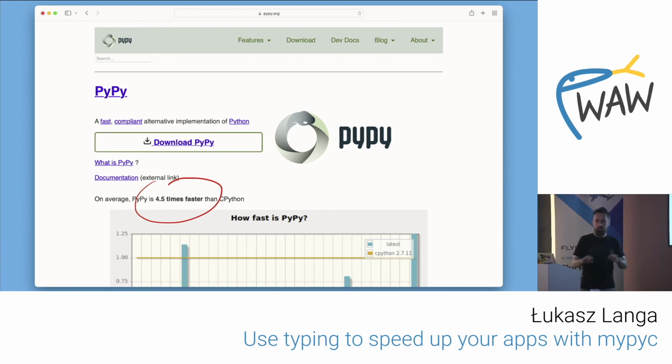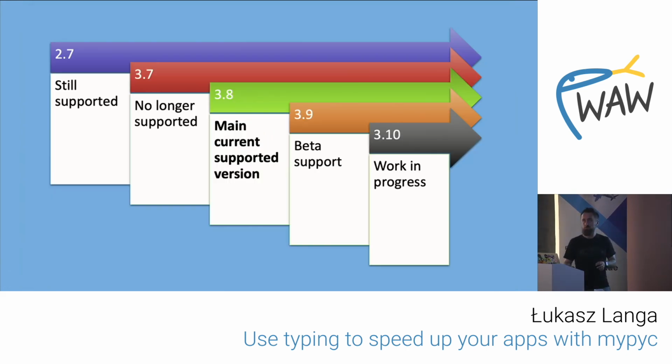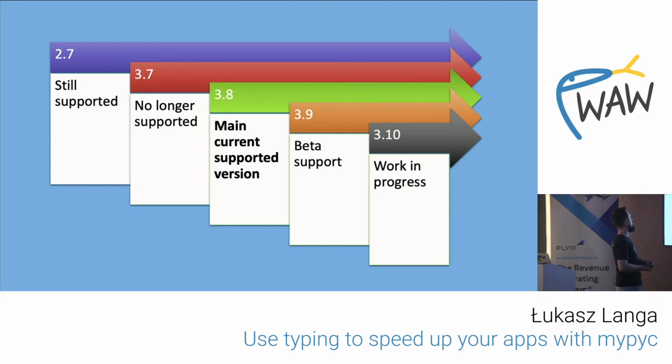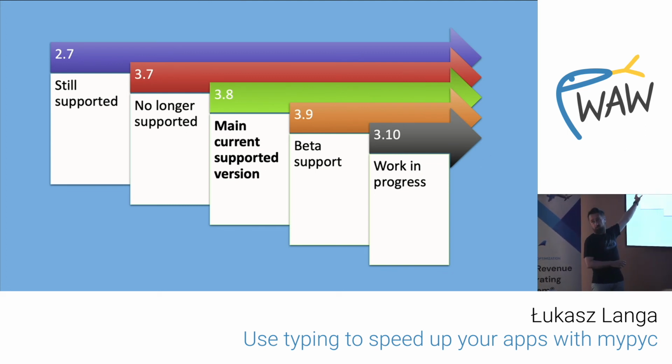People say it's super compatible, but in fact what you have is a support matrix where there's still 2.7 that they release. You can still use PyPy that implements Python 2.7. 3.7 is not supported anymore when in CPython it still gets security patches. 3.8 is the main current branch that they are supporting right now. 3.9 is kind of beta, so might crash for you, but mostly it's probably fine. And 3.10, which is already kind of old news for us, is still a work in progress.